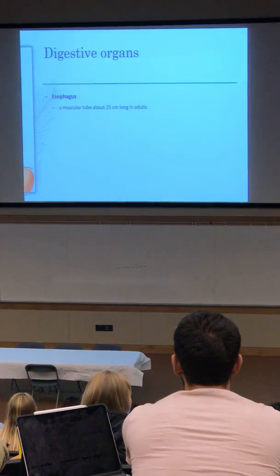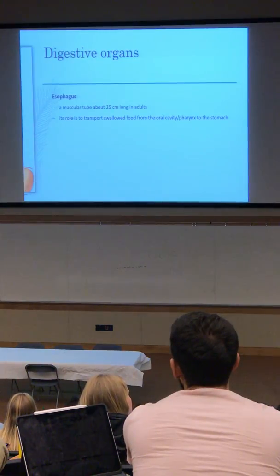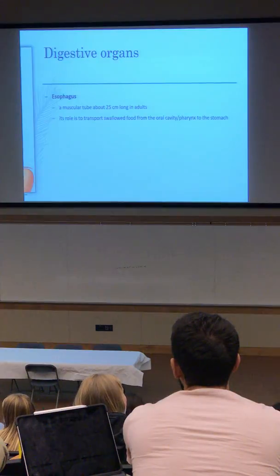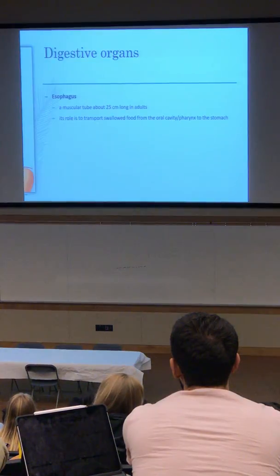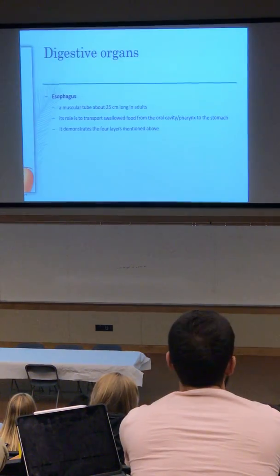The esophagus is a muscular tube. It's approximately 25 centimeters or 10 inches in length. It transports swallowed food from the oral cavity and from the pharynx into the stomach. So the pharynx, this little tubular structure posterior to the oral cavity, transitions into the esophagus, approximately at the level of the C6 vertebra, and then travels down through the diaphragm and empties into the stomach. All right? There are the four layers that we mentioned above. So we have the mucosa, the submucosa, the muscularis, and an adventitia.